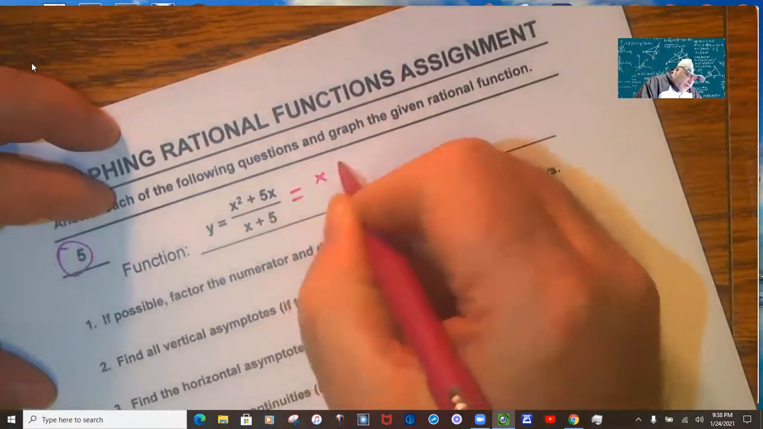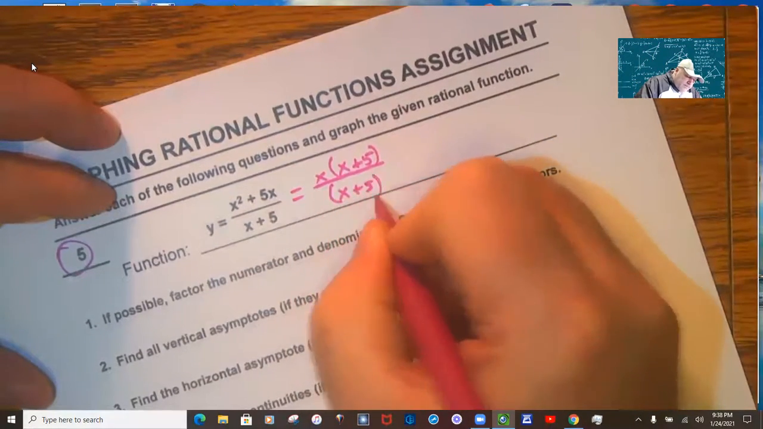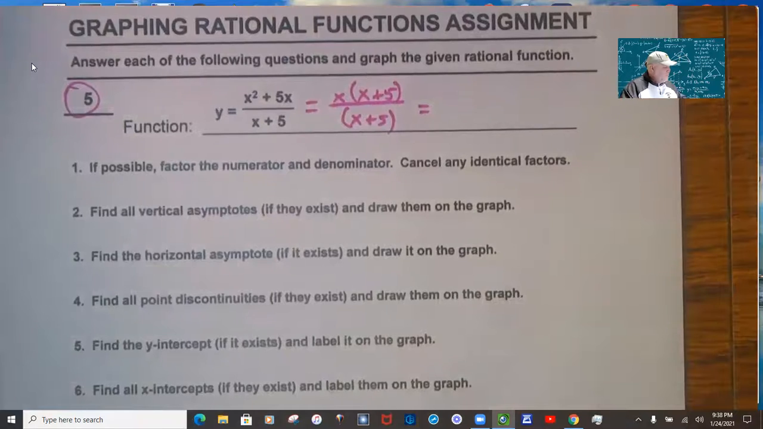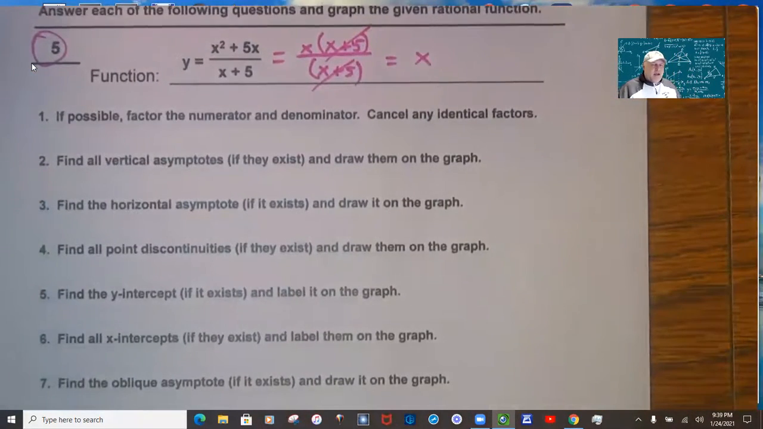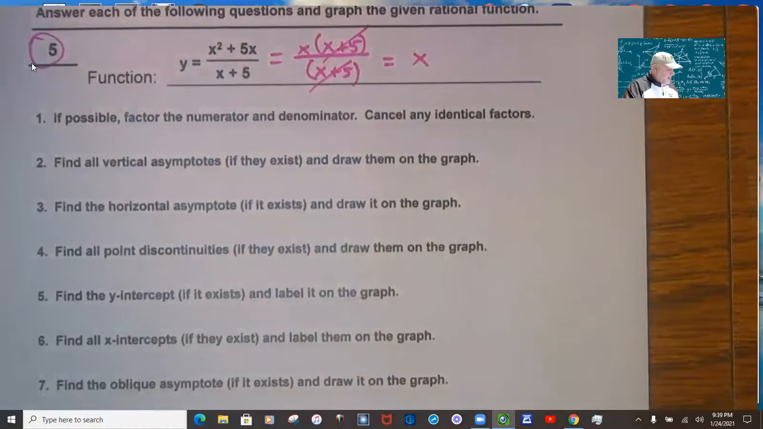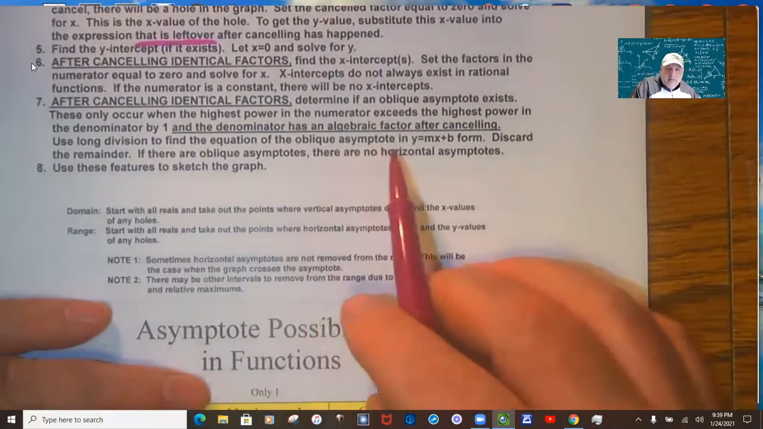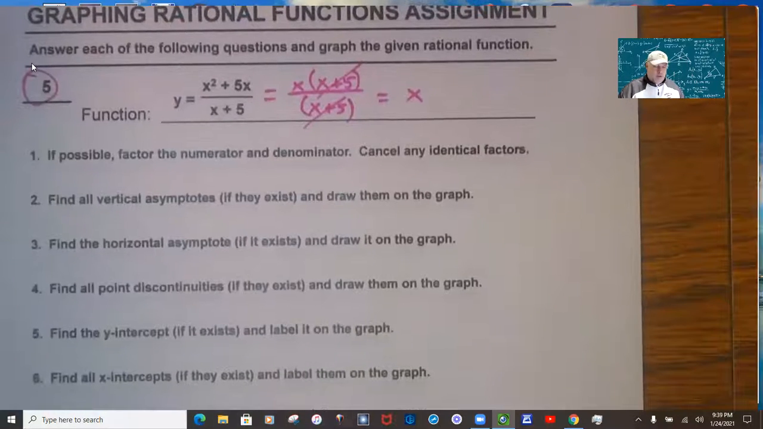Okay, so do some factoring here, and canceling. Okay, and so we get x. Now note here that a lot of people might say, yes, there's an oblique asymptote because the power is 1 higher. That's not the case because you have to have an algebraic factor left after canceling, and it does not have that. Okay, so there's a 1 in the denominator. Okay, so no oblique asymptote here.